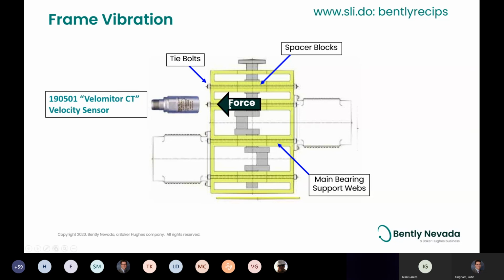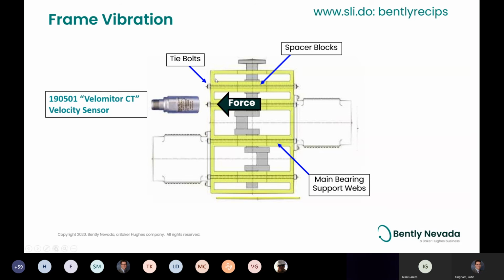A couple of caveats here. We do want you to mount this in line with these support webs because that's the beefiest part of the frame. If you mount it, say right here directly across from a throw, that's a thin part of the frame, and it could have a resonance that it excites, and then you'll get false information.